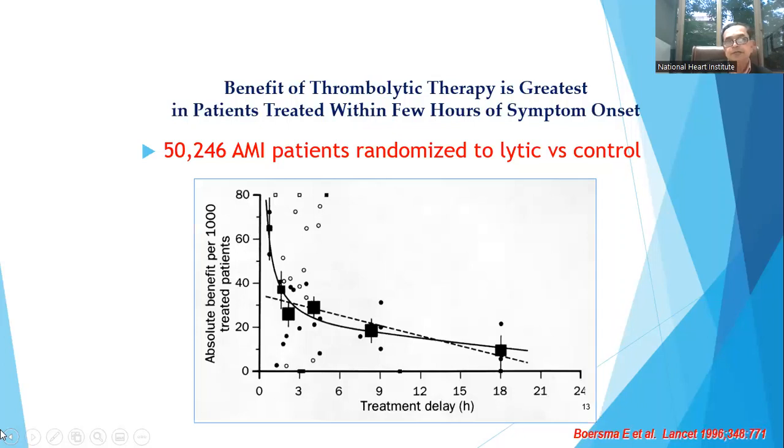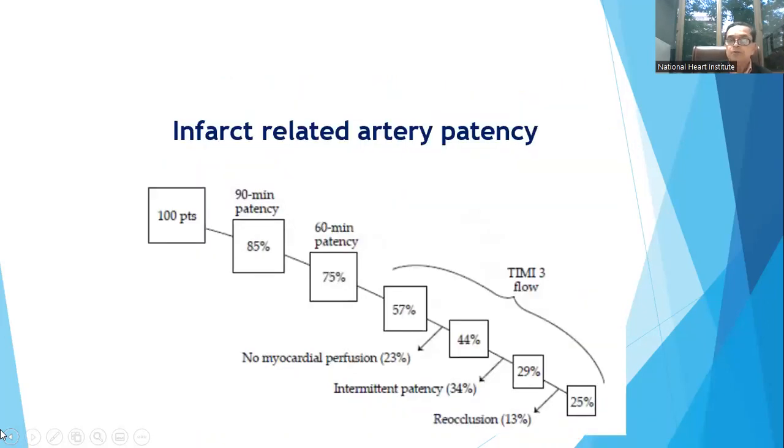This was again the same time data, more than 50,000 patients of acute MI who were randomized to thrombolytic therapy or control. As we can see, the benefit of thrombolytic therapy was greatest in patients who were treated within a few hours of symptom onset. The only drawback with this reperfusion is that some percentage, almost 30 to 40%, do not have myocardial perfusion. Some percent of patients have intermittent patency, and 10 to 13% of patients have a chance of reocclusion.